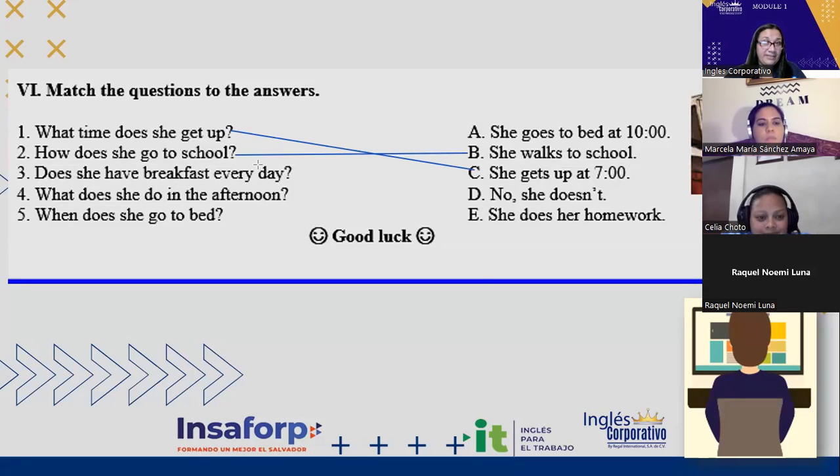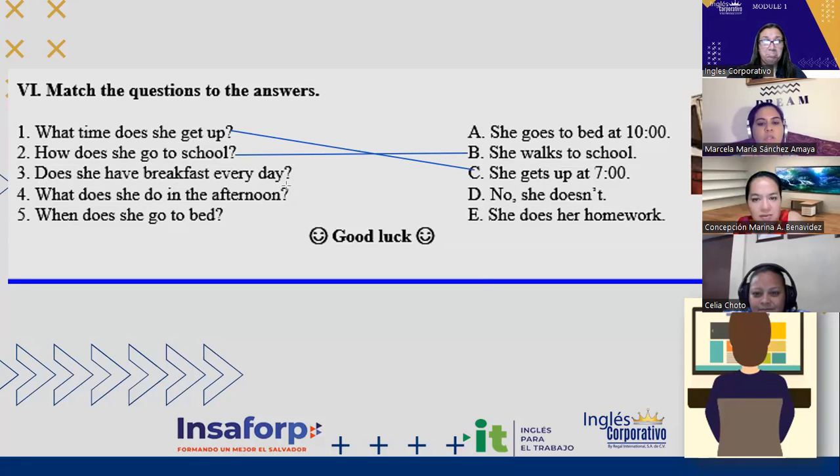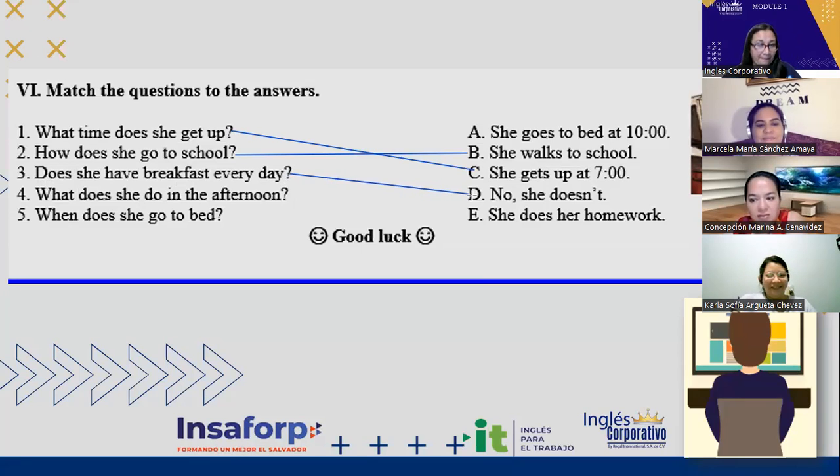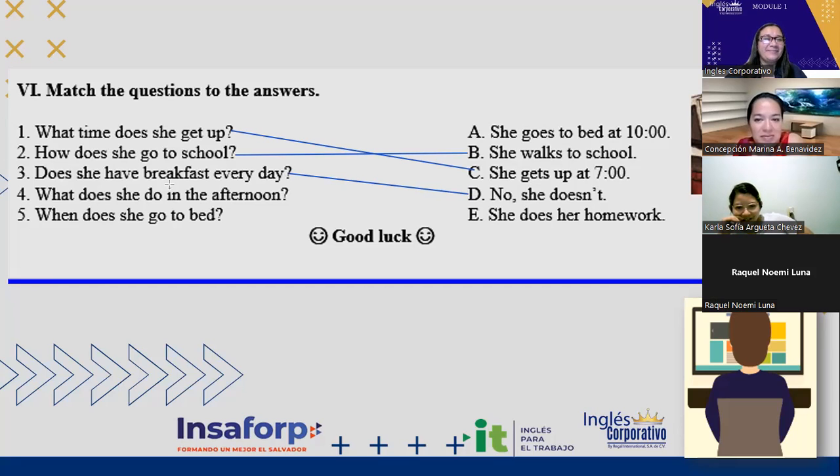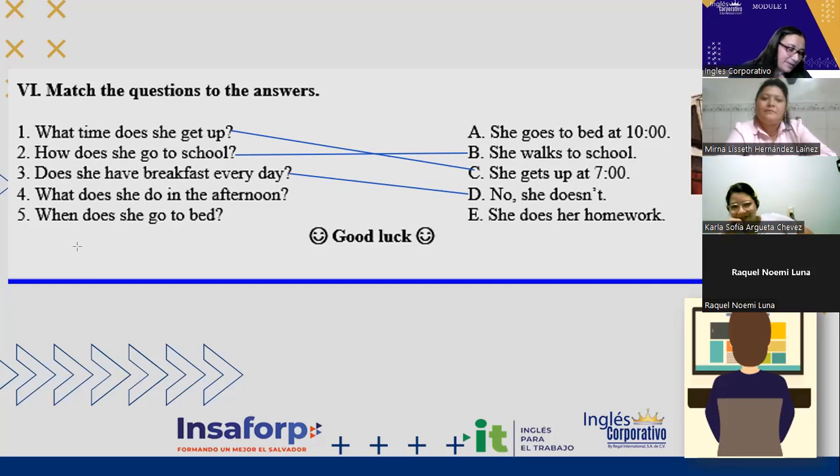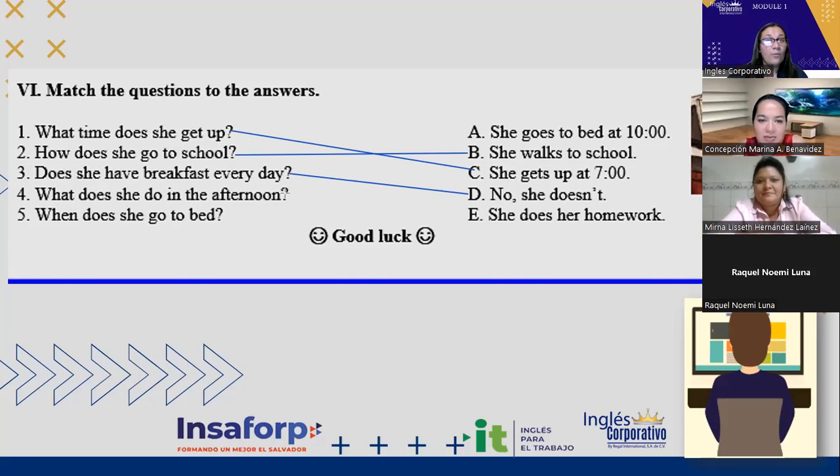Does she have breakfast every day? No, she doesn't. Pobrecita, como algunos casos que escuché de acá de la clase. Very similar. Okay. But today, yes. Because according to the nutritionist, breakfast is the most important. Saludable. Healthy. Yes. What does she do in the afternoon? She does her homework.